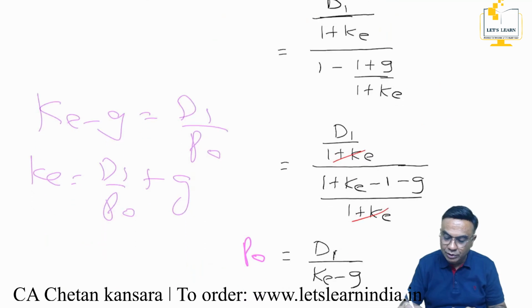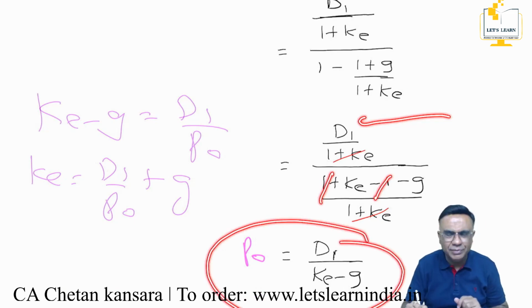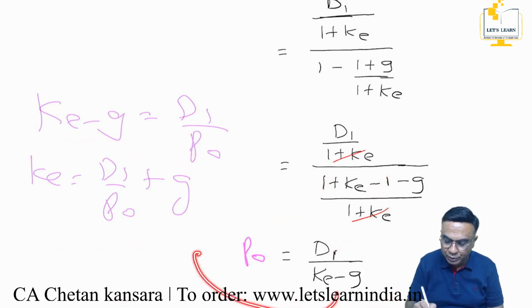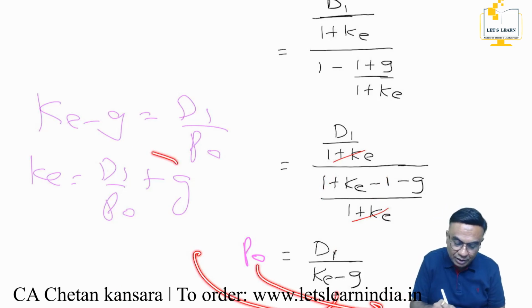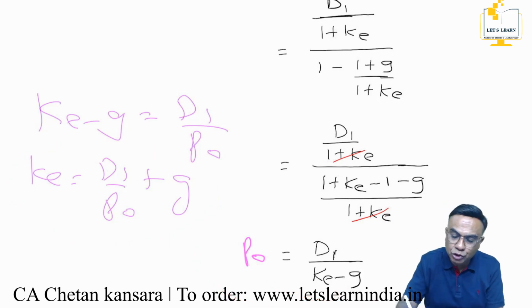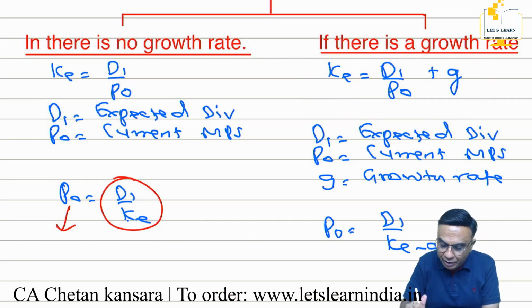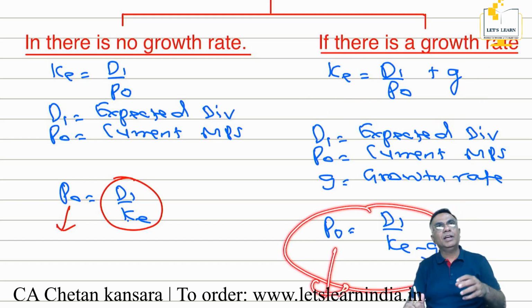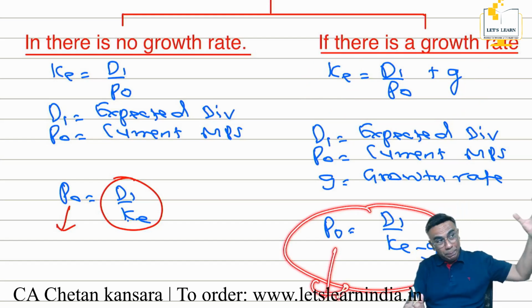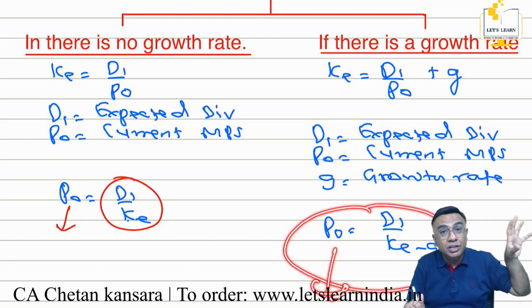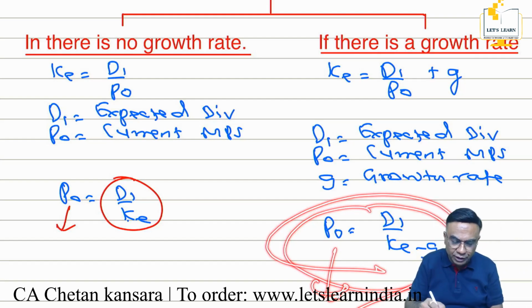If you solve this, this will get cut. You will get D1 upon, this will get cancelled, KE minus g. KE minus g I bring over here, P0 I bring down, and then comes the formula. So in short, what is this formula? This is actually coming from this. What is this P0? Price of a share today should be equal to the present value of all growing future dividends. If there is a growth rate, this is the formula. If there is no growth rate, this is the formula.